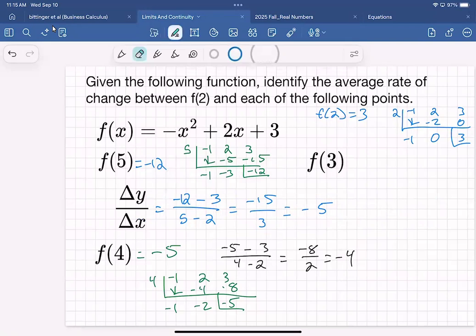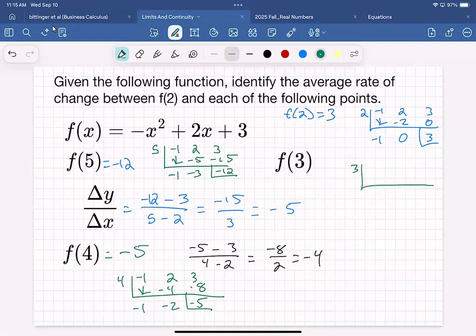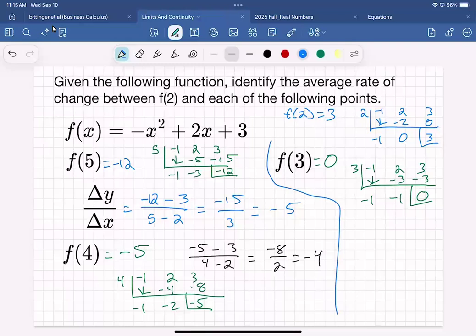So now, the last one here was f of 3. That one worked out kind of nice, right? And we find that this equals 0. So do we agree with the rate of change being -3 now?